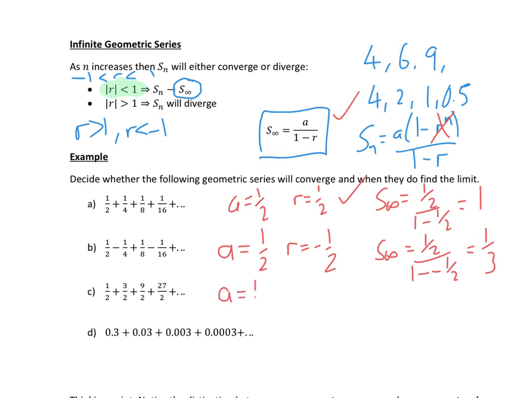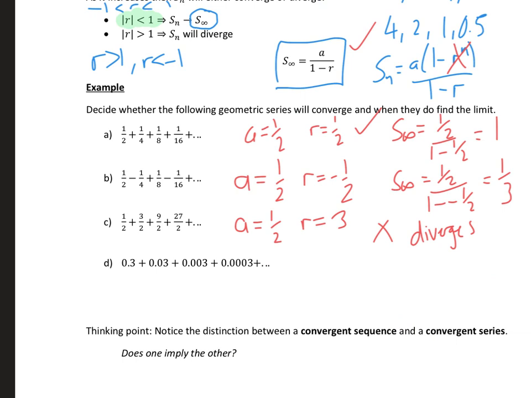Next one, a would be a half, r would be 3 in this case. Now 3 is bigger than 1, so it diverges. There's no limit, it goes off to infinity. When I keep adding the numbers together, it keeps getting bigger and bigger.